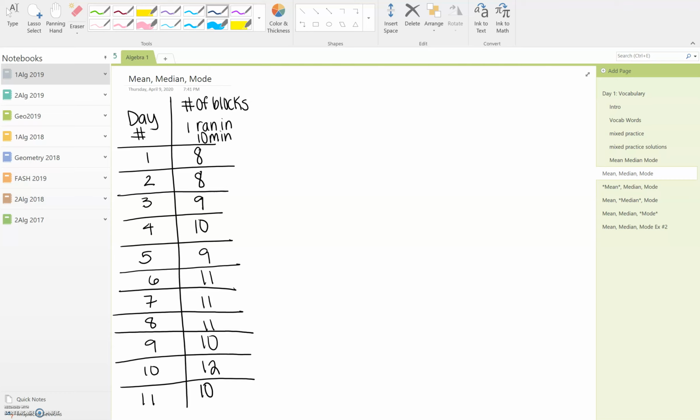So if you guys remember before spring break, we told you guys to start keeping data of something that you would like to track. And so the thing that I chose to do was keep track of the number of blocks I was able to run in 10 minutes. And I tracked that over the course of 11 days. So you'll see that over here, I've got my 11 days that I needed to track it for. And then on this side, I had the number of blocks that I was able to run in 10 minutes. Okay, so let's go ahead and get started.